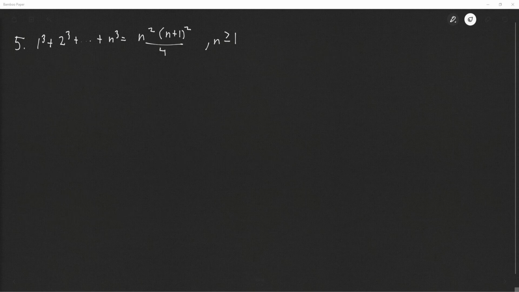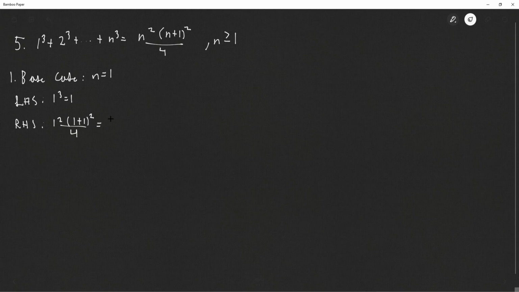So now we have 1 cubed plus 2 cubed all the way up to n cubed being equal to n squared times n plus 1 squared all divided by 4 for when n is greater than or equal to 1. So the first thing we're going to look at is our base case. And this is when n is equal to 1. So for the left hand side, this is 1 cubed is equal to 1, and the right hand side is going to be 1 squared times 1 plus 1 squared all divided by 4, which will give us 1 times 4 over 4, which equals 1. So the base case holds.